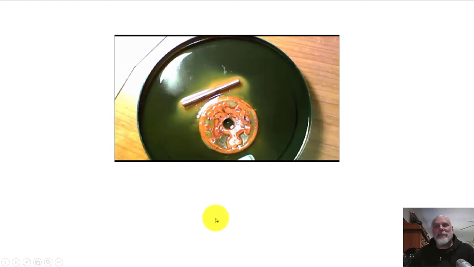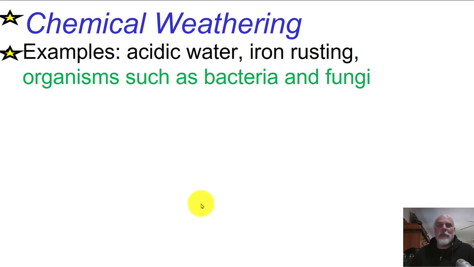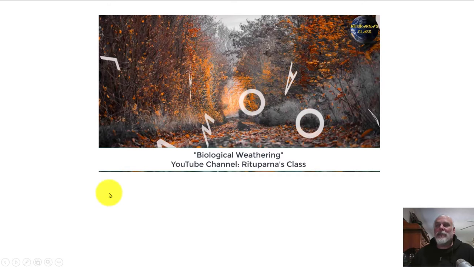So right before your eyes, you see that rust can happen pretty fast if you have it in a saltwater solution, and especially if you can run electricity through it, that can promote rusting as well. Pretty neat. Another example of chemical weathering would be organisms such as bacteria and fungi can cause chemical weathering. Here's a clip showing biological weathering.